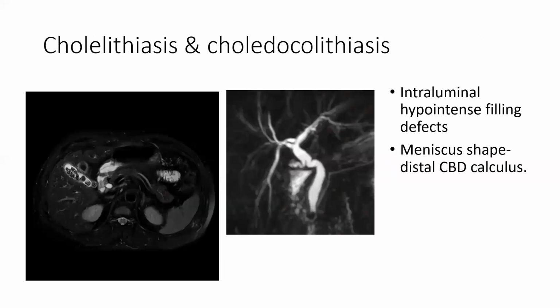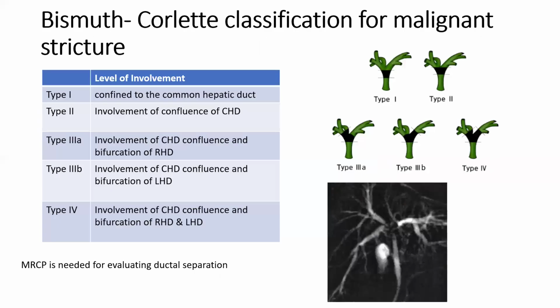Then common abnormalities that you encounter: cholelithiasis and choledocholithiasis. In the distal CBD, a calculus can appear as a convex upward directed meniscus. Then we have benign biliary strictures, which we commonly see, and malignant biliary strictures, and we use the Bismuth-Corlette classification for these strictures. A type 1 stricture is just a subhilar stricture.